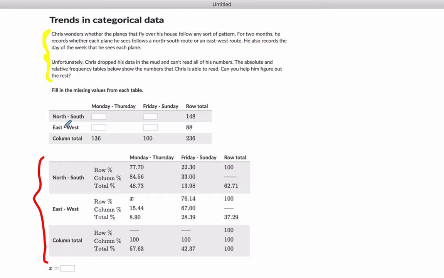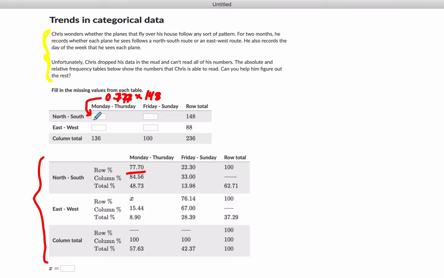So there's a lot of ways to solve these. What I did was I said, okay, if I look here, something about north, south, and Monday through Thursday. So I want to fill this in right here. And what I notice is that it says 77.7% of this row ends up in this spot. So that's 77.7% of that row total, 148. In other words, if I want to know what goes here, I can just ignore the context for a moment. This tells you the row percentage, the column percentage, and the total percentage. So the row percentage means that if I take 0.777 and multiply it by the total in that row, which is 148, I would get the number that goes here.